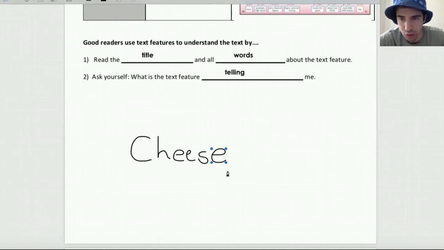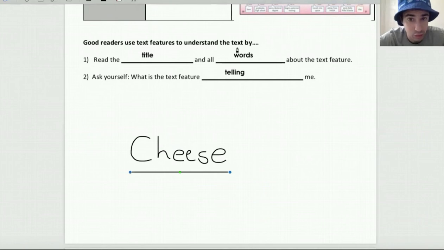Cheese is the word. If you type in cheese, I know where you've been at. I know you're shooting your shot. All right, let's keep going, shall we?